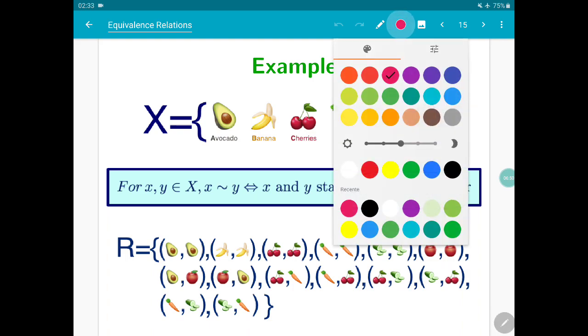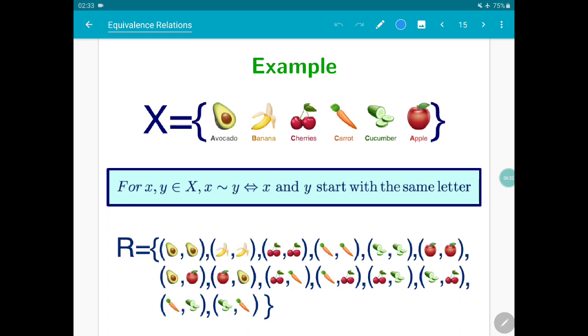So here we already notice something: whenever we have (x, y), we will also have (y, x). This is true here, and it's true there.